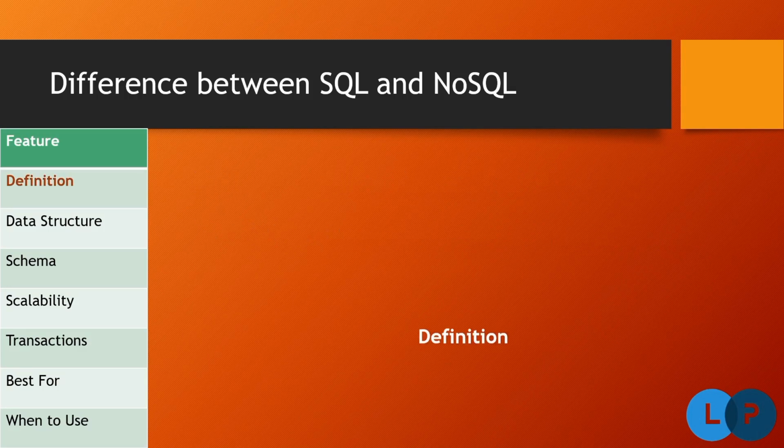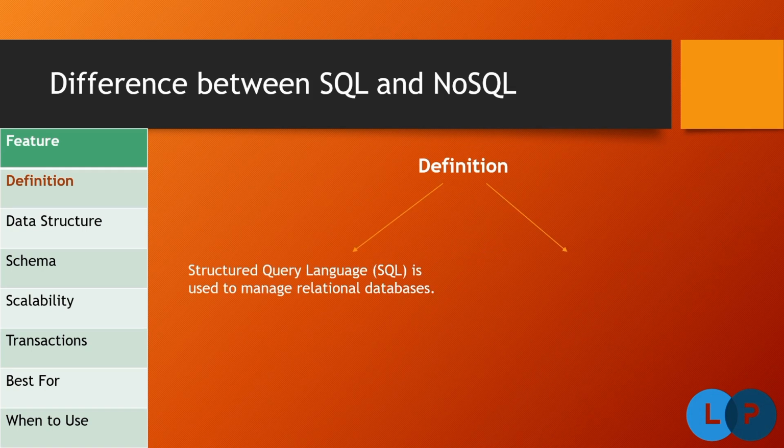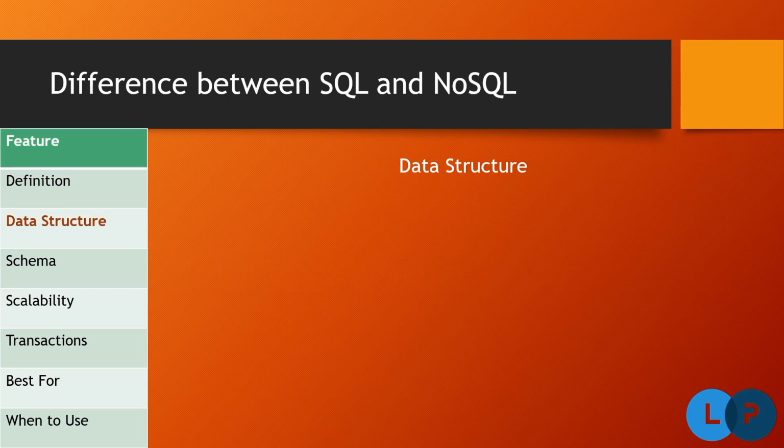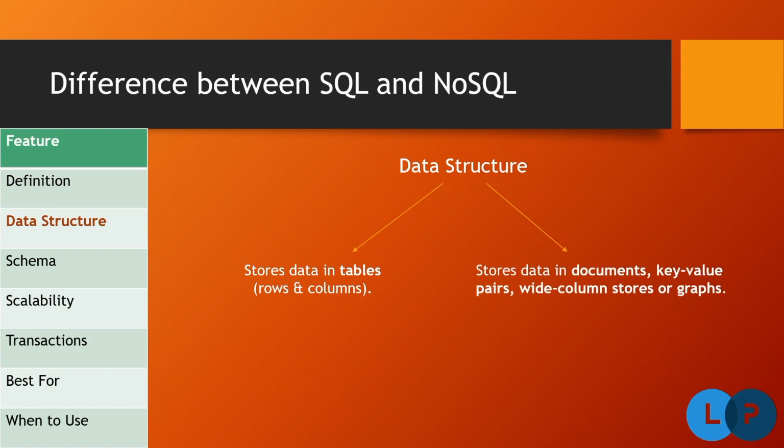The next thing is the definitions. Structured Query Language is used to manage relational databases, and NoSQL databases are designed for flexible, high-performance data storage and retrieval. And what is the difference in data structure? SQL stores data in tables, inside columns and rows, right? And NoSQL stores data in document format. Inside the document, it's stored as key-value pairs, wide column stores, or graphs, right?